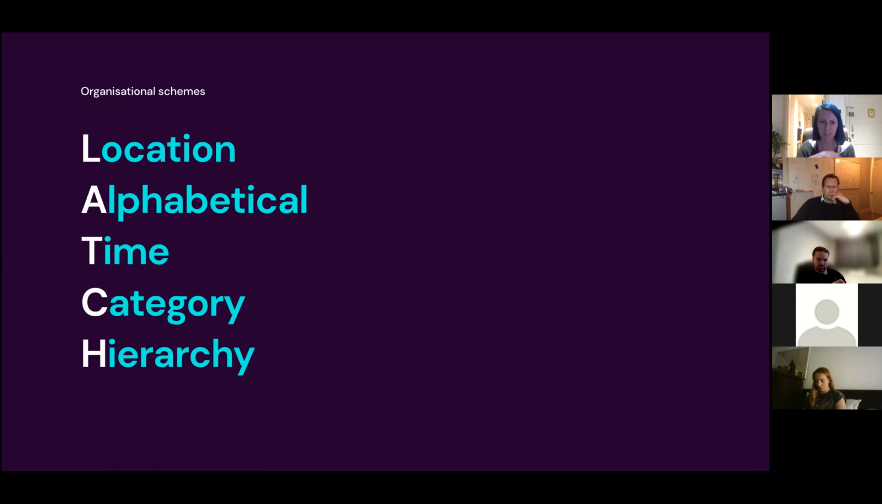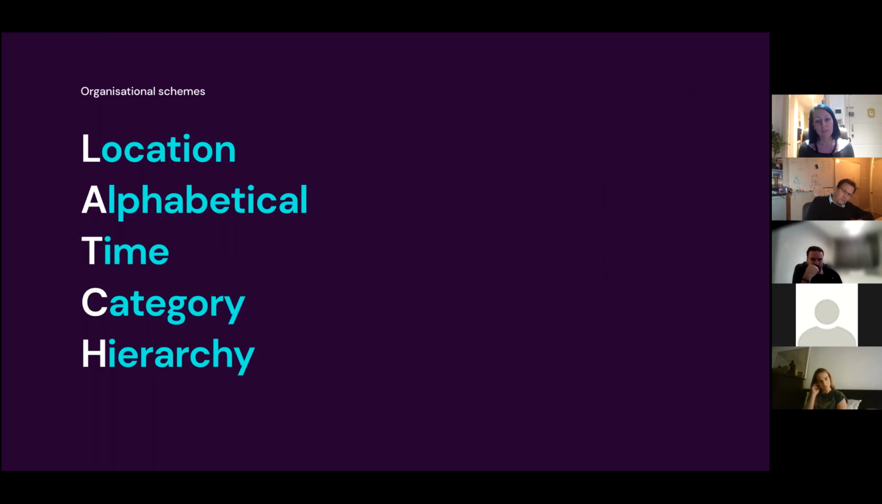Any questions on this? Does this make sense as the 5 schemes? Yep, it does. Yeah, cool. So that's the really good news, right? It only comes down to these 5 things. So when you're thinking about information architecture and how you're going to organize content and show your content, it comes down to remembering your LATCH as an easy reminder, and then figuring out which ones you might use.